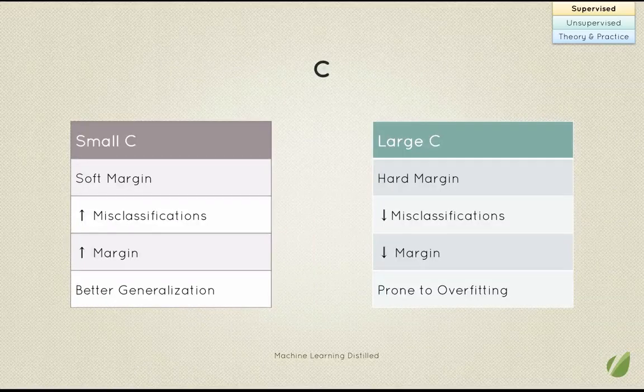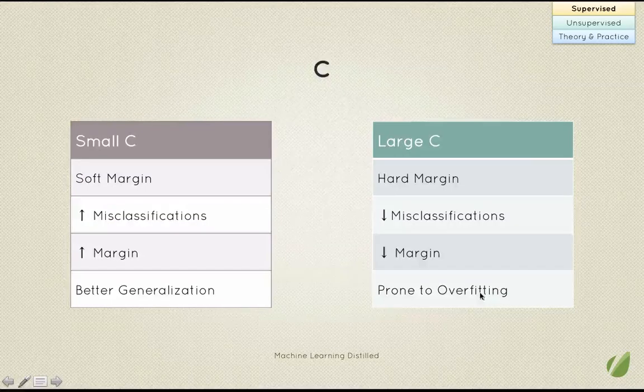If we have a very small value for C, then we have a soft margin SVM. That means we'll have more misclassifications, but we get a bigger margin, which is going to allow us to generalize better. If we have a large value of C, we call this a hard margin SVM. That means that we're going to have fewer misclassifications and a smaller margin, which may cause us to overfit much more often.